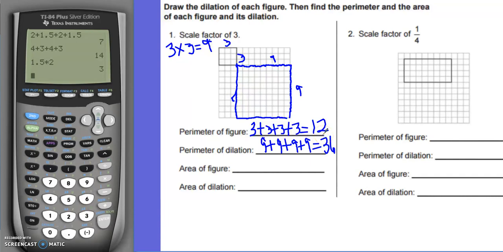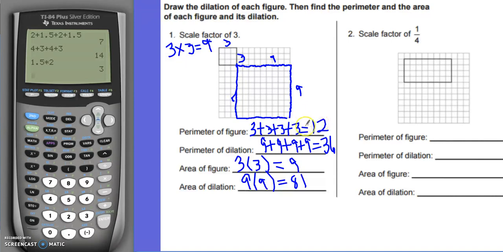Okay, if we did the area, it's 3 times 3, which is 9. And if we did area of the dilation, we would do 9 times 9, which is 81. Okay, now if you remember, we did do that formula that we had, so we could just test it to make sure.